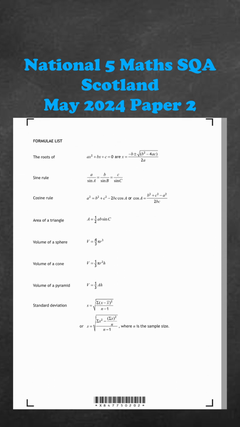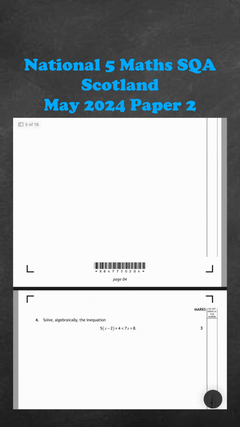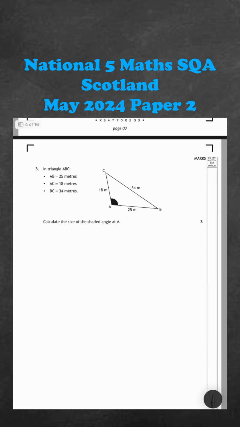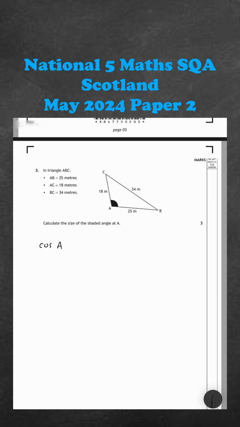Cosine rule, third one down, we have A squared equals B squared plus C squared minus 2BC cos A, or cos A equals B squared plus C squared minus A squared over 2BC. So we want the second one because we're looking to find the angle. So we'll go back down and we will say cos A equals 18 squared plus 25 squared minus 34 squared all over 2 times 18 times 25.